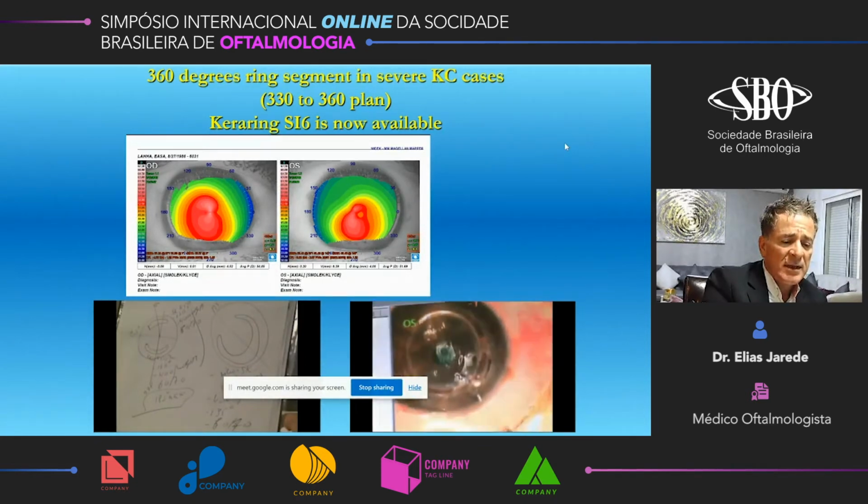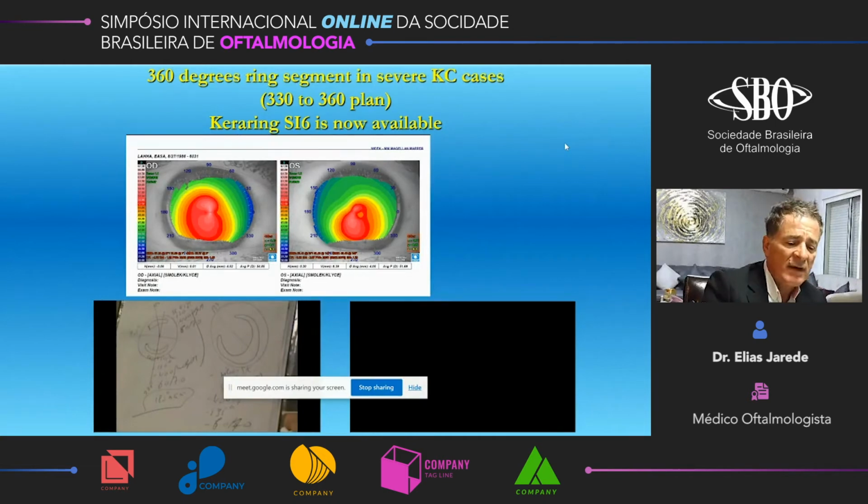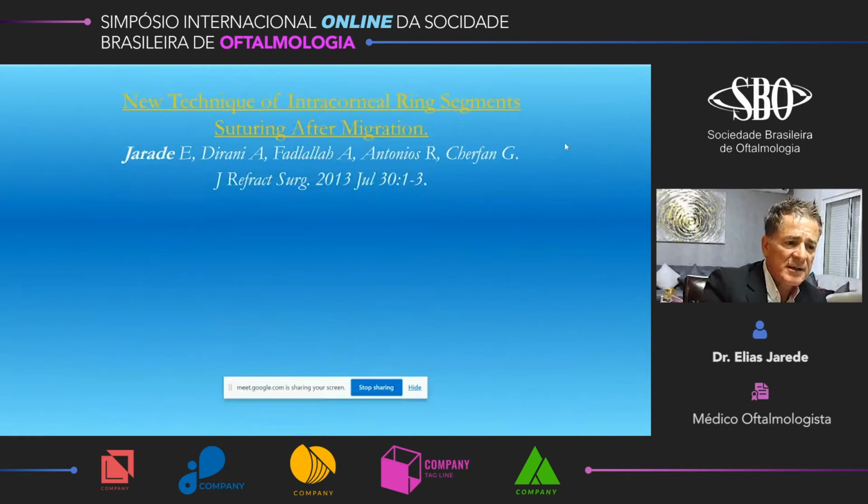Worth mentioning, as you've seen in the video, that I used the first part to dissect the first half of the tunnel, then I entered from the other half to have an easy insertion of the ring 360 degrees.